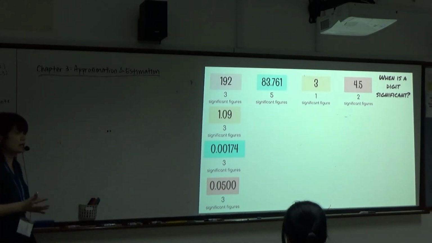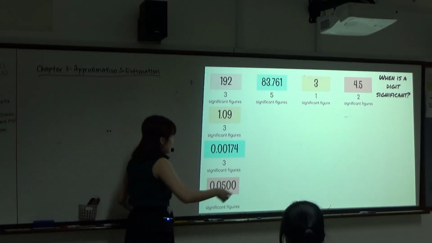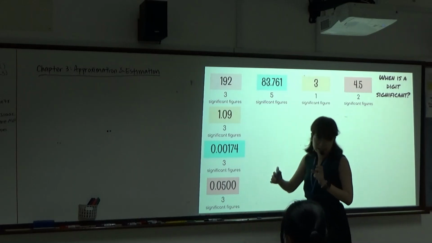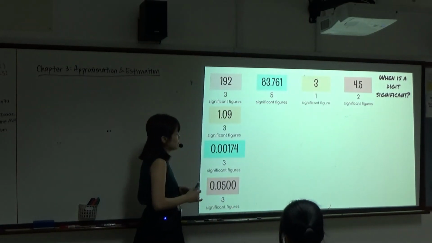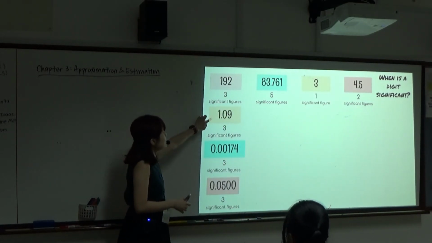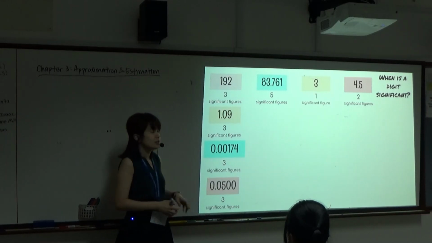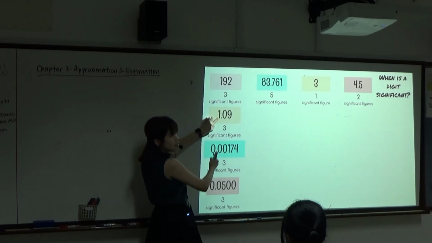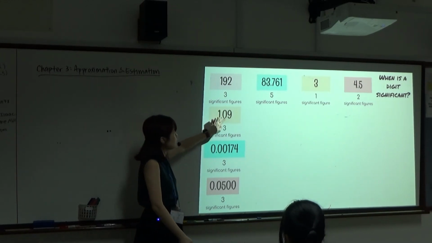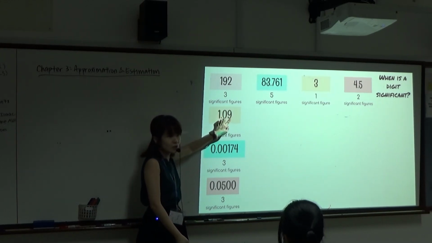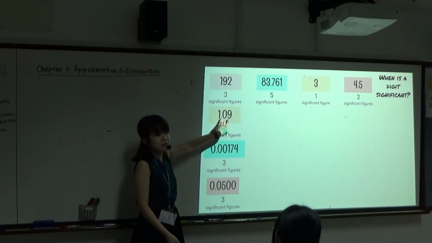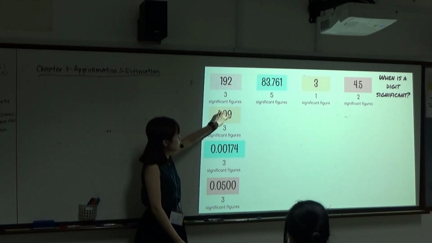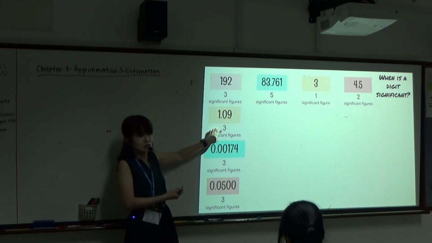Okay, let me share with you what Jazil just shared with me. I think that he did point out certain patterns over here. For the number 1.09, we see that the 0 is in between two non-zero digits, 1 and 9. So because it is in between, I count it as significant. Because there are 1, 2, 3 over here, I see that there are 3.